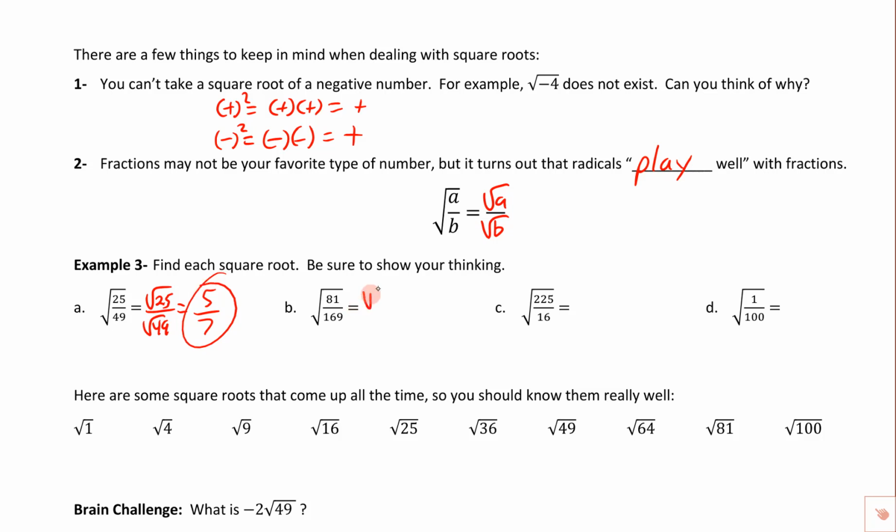Now, if you want to break these apart every single time and write it like this, that's totally okay. If you want to just stop and think, oh, I know this property, it's the square root of the top over the square root of the bottom, and then skip this step in between, I'm totally okay with that. Just make sure you're using the property correctly every single time.